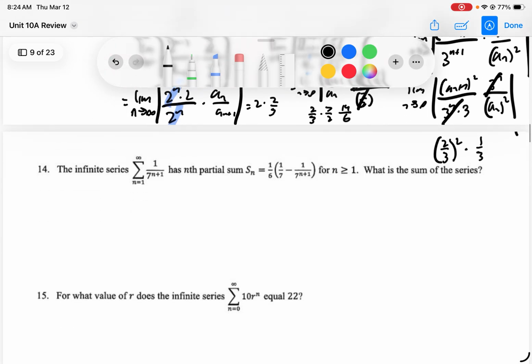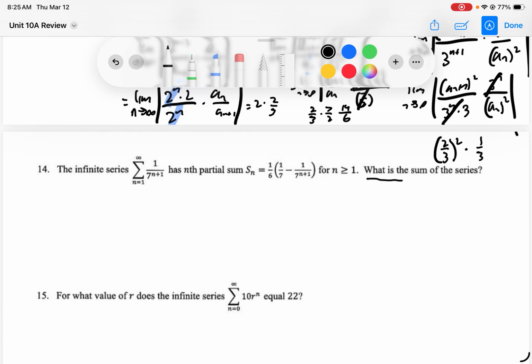All right, number 14. Hopefully we get these multiple choice done in the next couple minutes before class starts. All right, where are we at? 14. All right, that's not multiple choice.